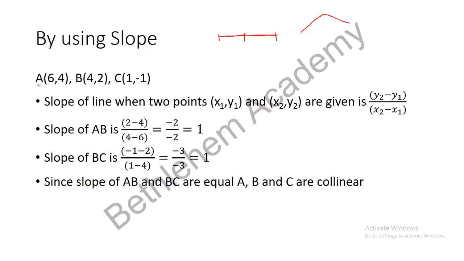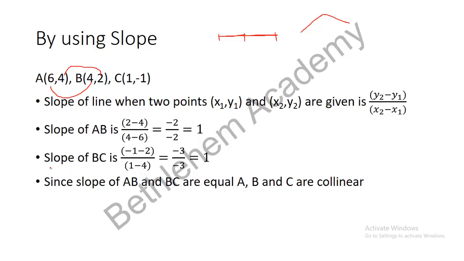So again we will take the same example, that is A is equal to (6, 4), B is equal to (4, 2), C is equal to (1, -1). The slope of a line when 2 points, x1, y1 and x2, y2, are given can be found by calculating (y2 minus y1) divided by (x2 minus x1). Let's calculate the slope of AB. Slope of AB is equal to (y2 minus y1) divided by (x2 minus x1), that is (2 minus 4) divided by (4 minus 6), that is equal to -2 divided by -2, that is equal to 1.